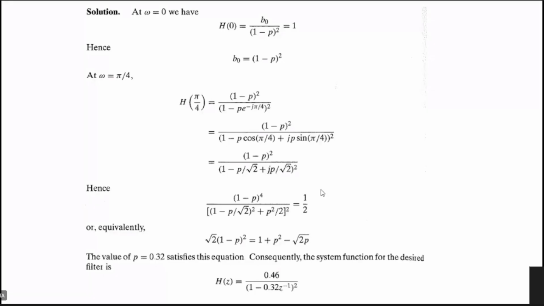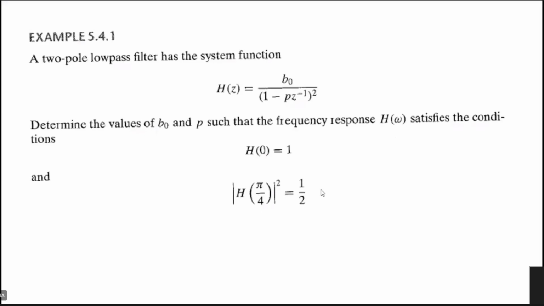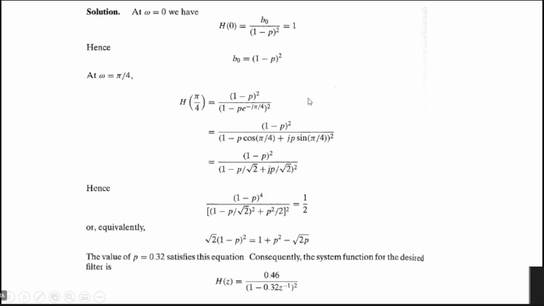So omega is equal to 0 means Z is equal to how much? Z is equal to 1. So in this equation we put Z is equal to 1. So it becomes B0 by (1 minus P) whole square, that is equal to 1. So we can say that B0 is equal to (1 minus P) square. This is one relation. Another condition is omega is equal to pi by 4.